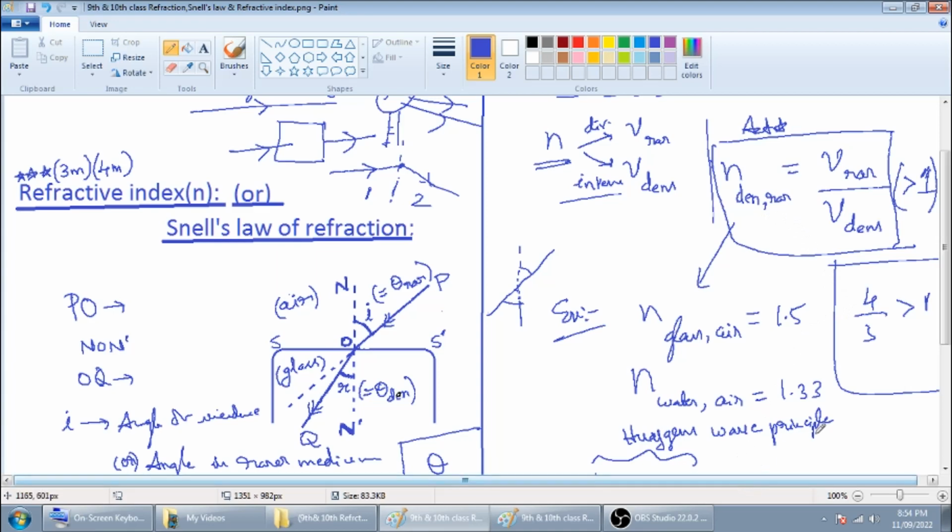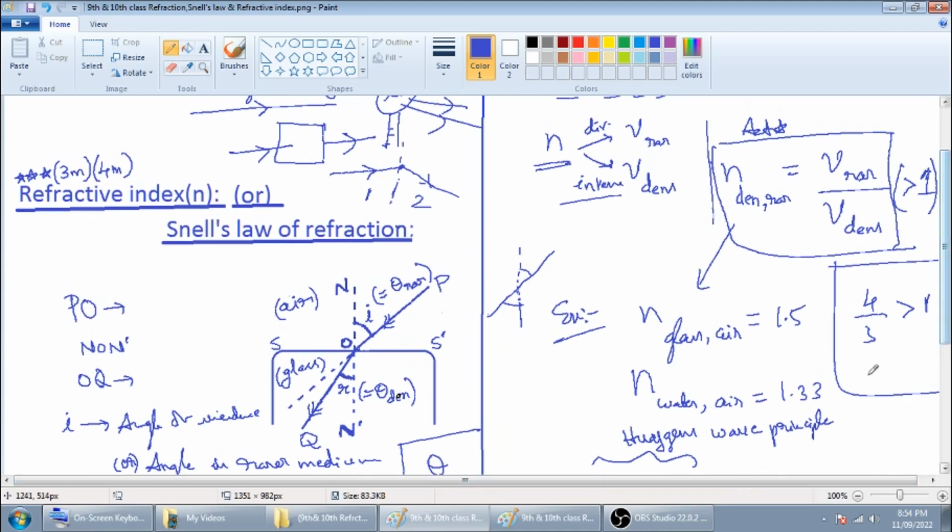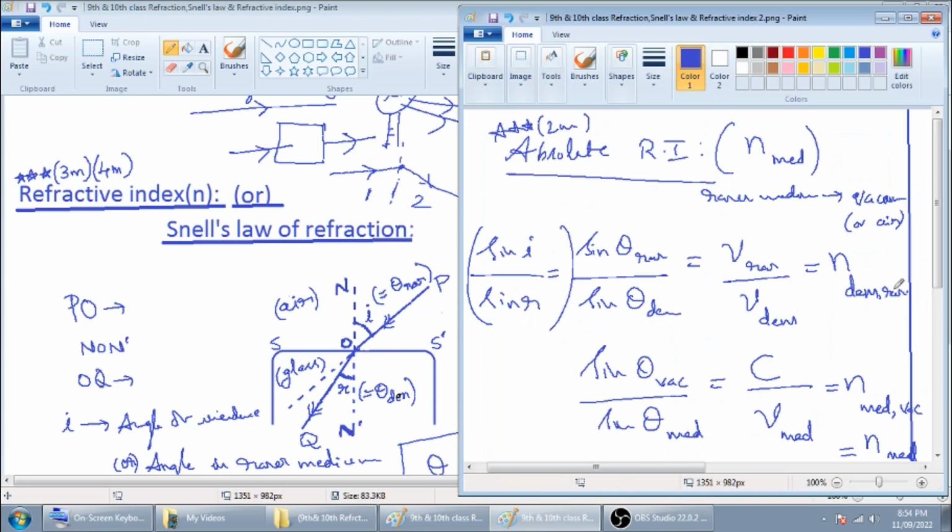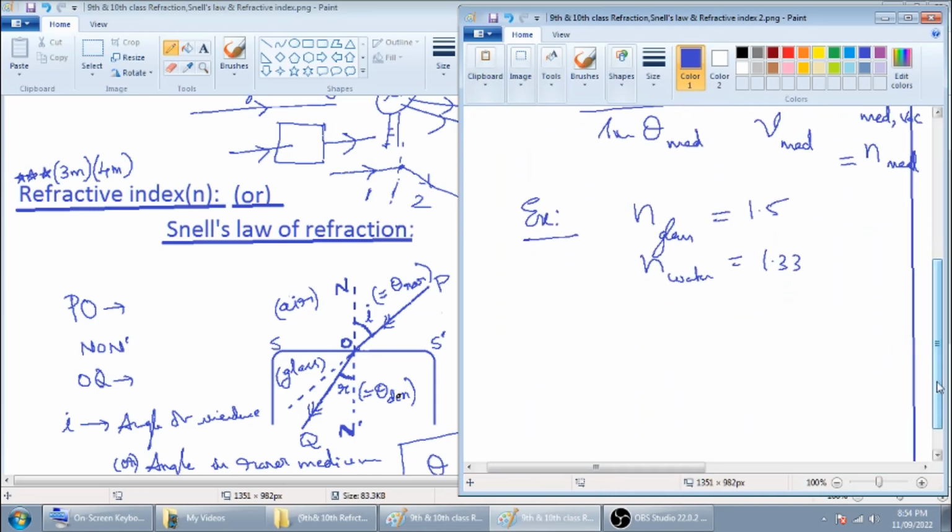So from this now we are getting, after absolute refractive index, what is called the relative refractive index. So I'm just writing that here. This is the absolute refractive index we have seen. So the next topic is called the relative refractive index. This is not a separate definition, it's the same thing as what we have seen earlier, the refractive index itself. So relative refractive index.